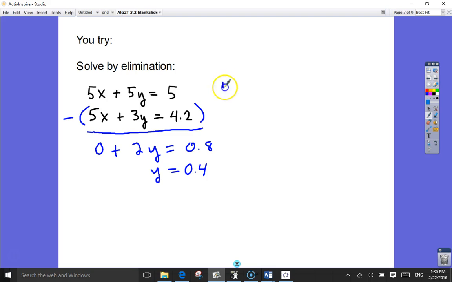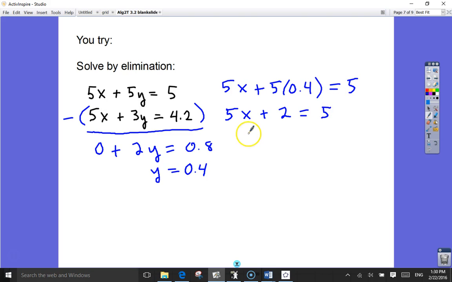I'll go up here. 5x plus 5 times 0.4 equals 5. 5x plus 2 equals 5. 5x equals 3. x is 3/5, which is 0.6.